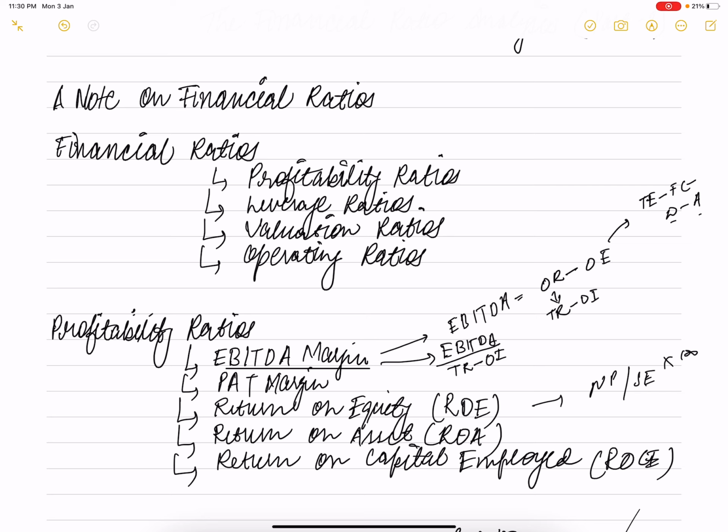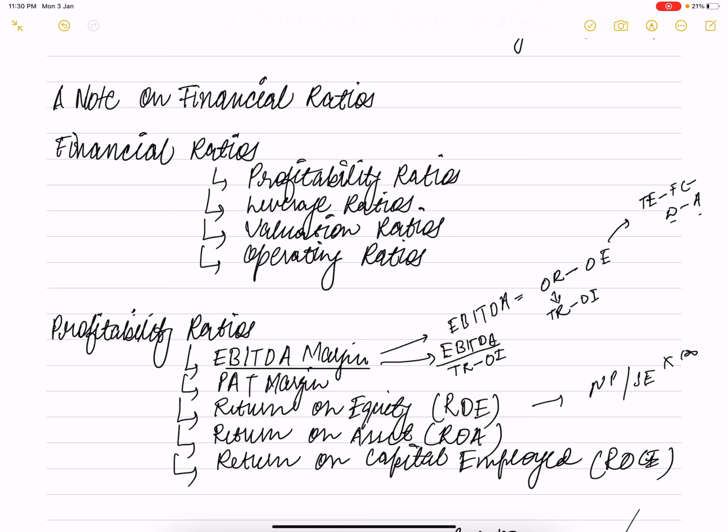EBIT is the amount of money the company makes after subtracting the operating expenses from its operating revenue. EBIT margin indicates the percentage profitability of the company at the operating level. PAT margin gives the overall profitability of the firm. ROE is a precious ratio. It indicates how much return the company's shareholders are making over their initial investment in the company. A high ROE and high debt is not a great sign.